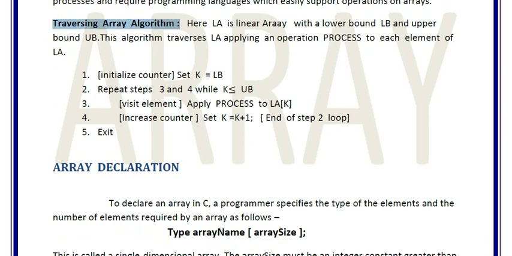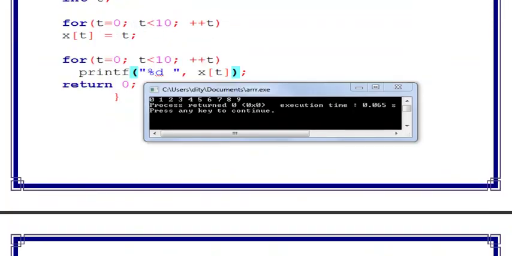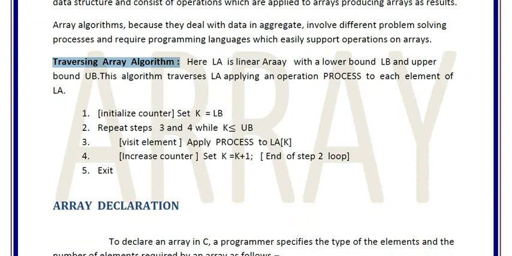Traversing array algorithm. By this algorithm you can easily traverse, that means visit all the points of an array. In this section we have visited all the indexes from 0 to 9. That's why we traverse from 0 to 9. By this algorithm you can easily traverse any array.